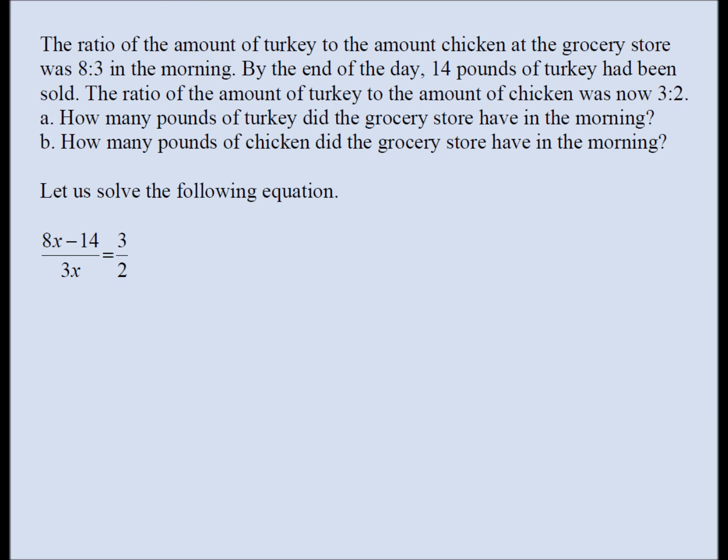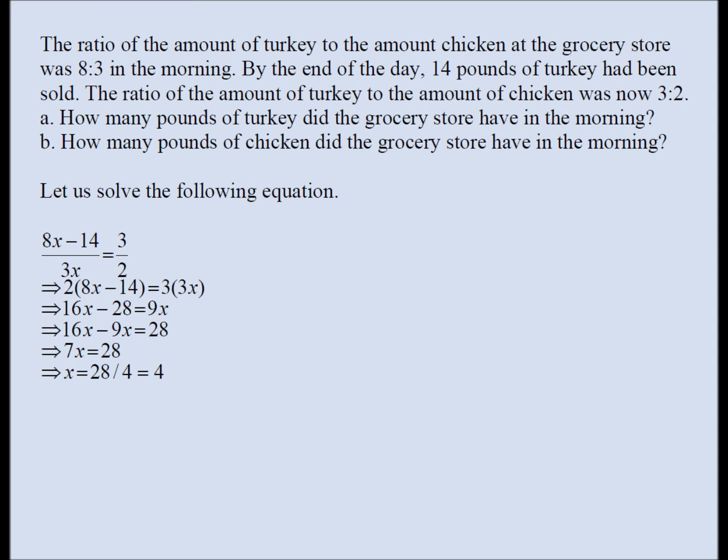Well, we all know how to solve it. We cross multiply, and then distribute 2 over 8x minus 14, and 3 times 3x is 9x. And then you move the variables to the same side. You get 16x minus 9x is equal to 28. 16x minus 9x is 7x, which is equal to 28. To find the value of x, divide both sides by 7. You're going to get 4. So x is 4.